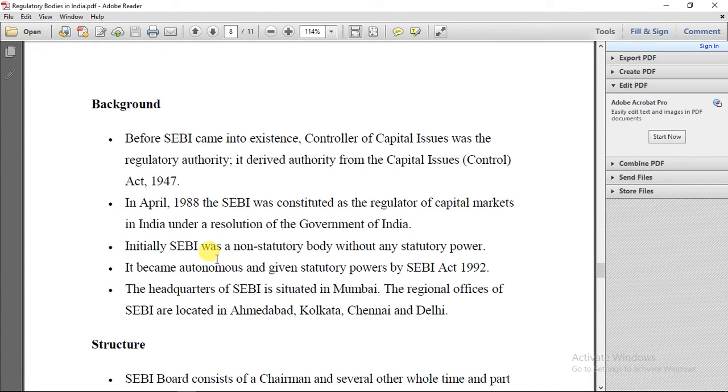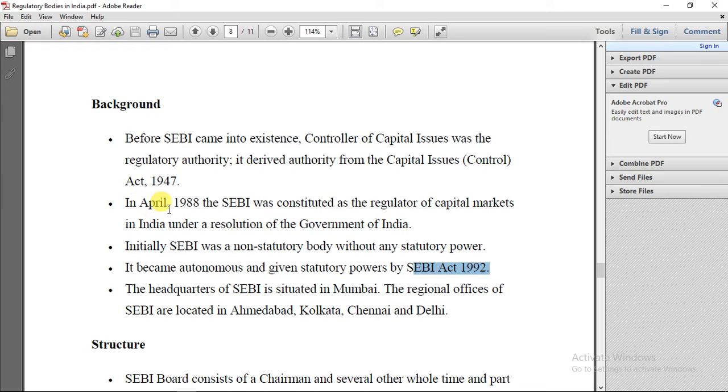Now let's talk about the background. Before SEBI came into existence, the Controller of Capital Issues was the regulatory authority, and it derived authority from the Capital Issues Control Act 1947. So this was the act before SEBI. This is very important. In April 1988, SEBI was constituted as a regulator of the capital market in India under a resolution of the Government of India. Initially, SEBI was a non-statutory body without any statutory power. It became autonomous and was given statutory power by the SEBI Act 1992. So this is very important here.